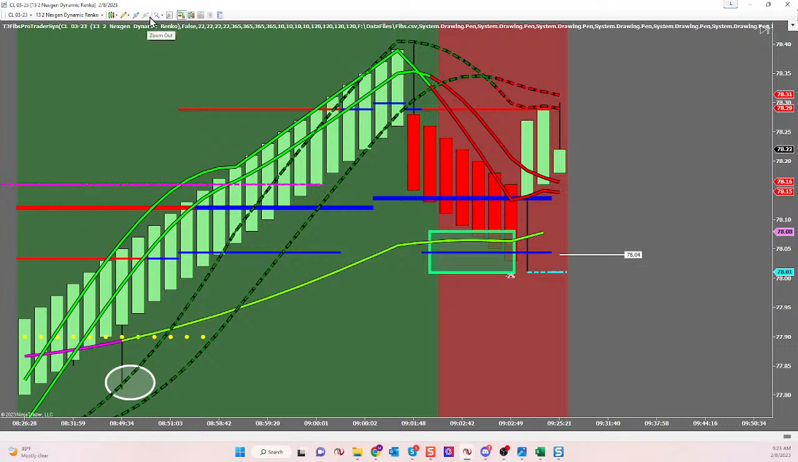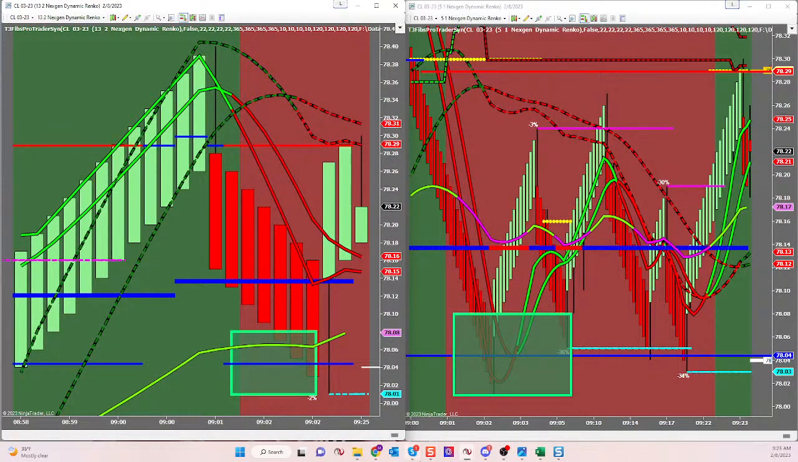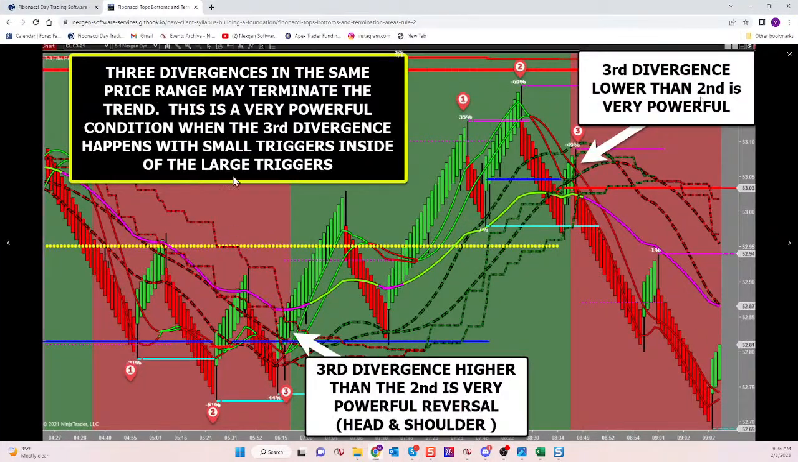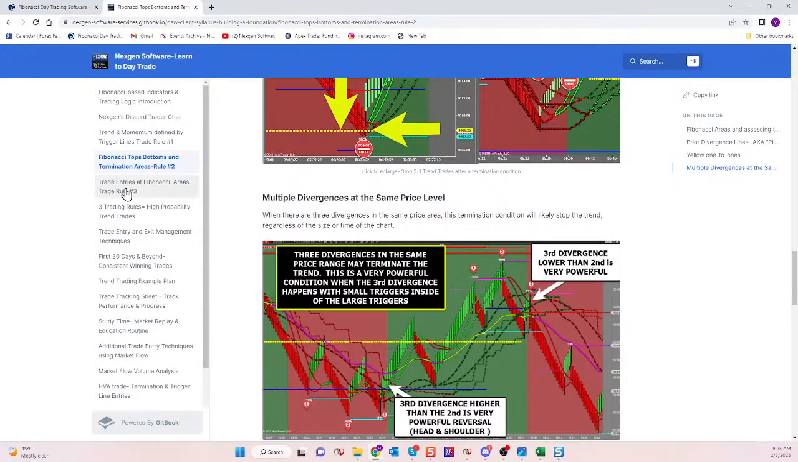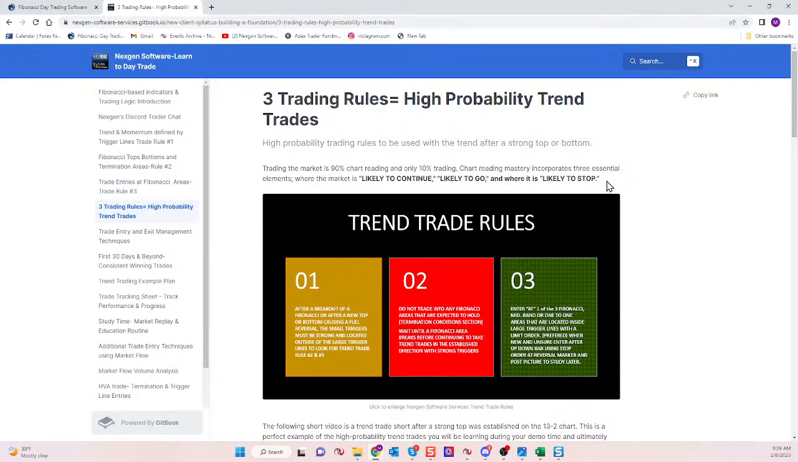What does this mean for us? If I can't go long into resistance because I don't have trigger lines through, and I can't go short into support, guys, you just had your largest realization for day trading. And the reality is, let me get to our trading rules.